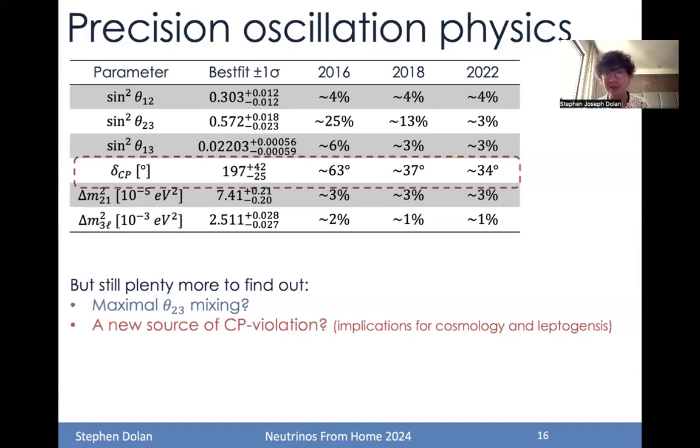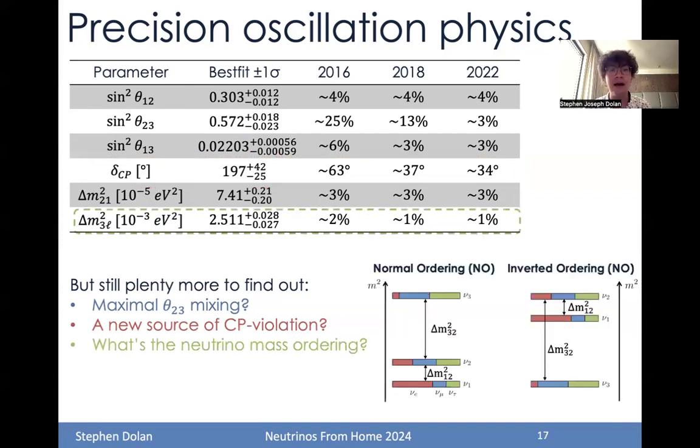think within this three-flavour paradigm, we really do think there's a new source of CP violation. If we get to that, then this certainly has implications for cosmology and leptogenesis, fulfilling one of the Sakharov conditions as it does. And then we can also determine the neutrino mass ordering. As you saw, we're honing in on this, but aren't quite there yet. And so we hope to be able to confirm whether we have normal or inverted neutrino mass ordering.